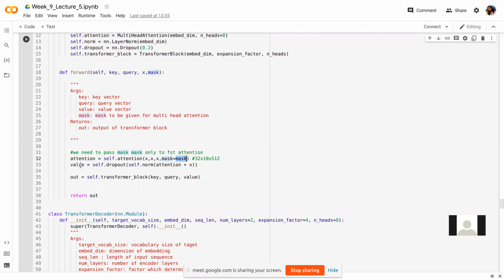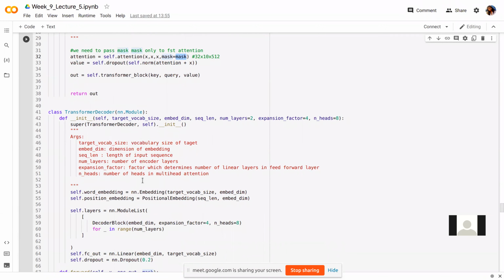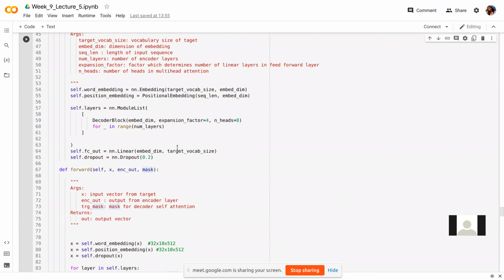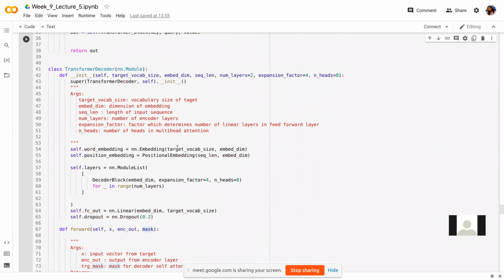And then we have this value. This is during the training part, by the way. Value, self.dropout, and the output is self.transformer block. So finally, the transformer decoder is nothing but multiple layers of this decoder block, right? So the transformer decoder block is this.